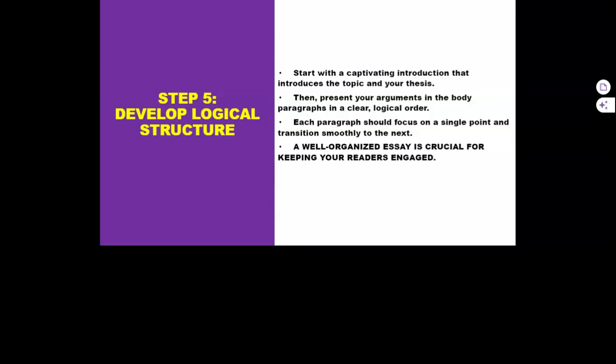Now, a well-organized essay is crucial for keeping your readers engaged, because when your ideas flow from one paragraph to another, it gives the reader the motivation to continue reading, okay? Because your reader can follow your line of thought if your thoughts flow from one stage to another, okay?